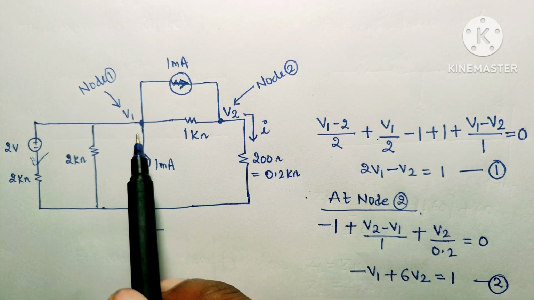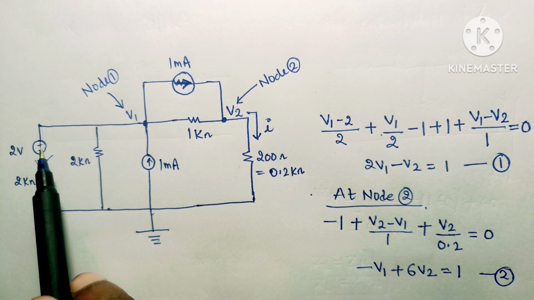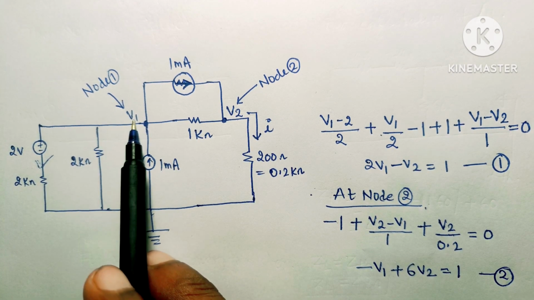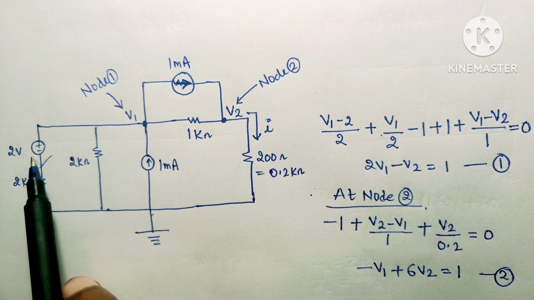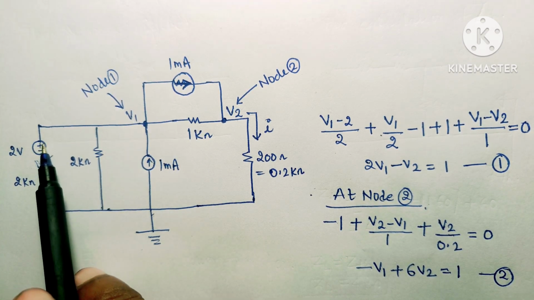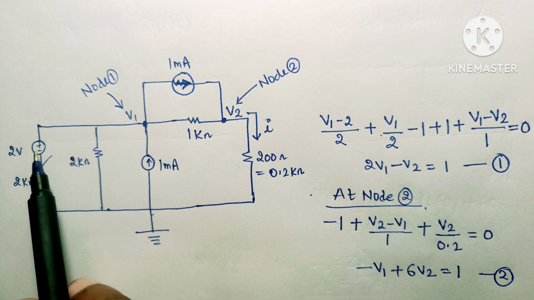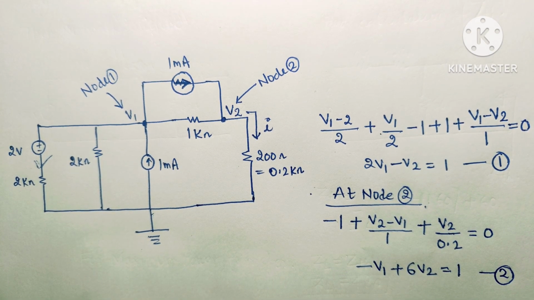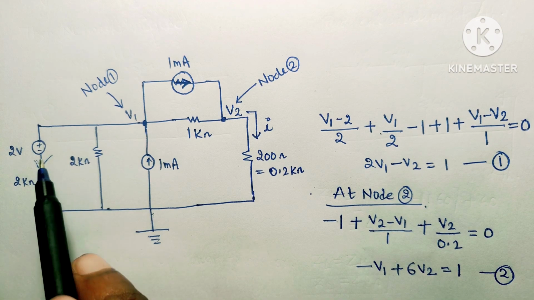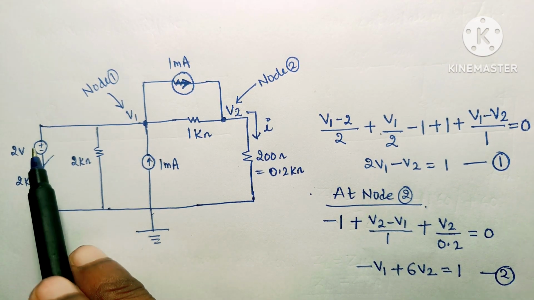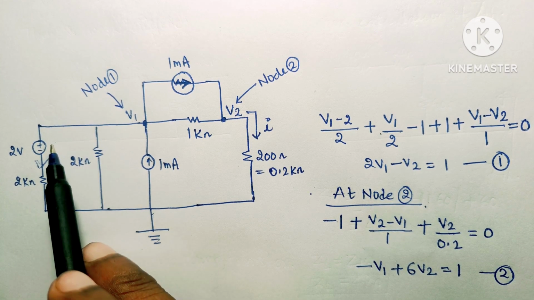As there is a voltage source here, if the positive sign is towards the node, then we write V1 minus 2. This is the equivalent voltage of this branch. If the negative sign is towards the node, then we write V1 plus 2. It will be easy to write the KCL if we remember this concept: if the plus sign is towards the node, then the voltage will be V1 minus 2, and if the negative sign is towards the node, then it will be V1 plus 2.